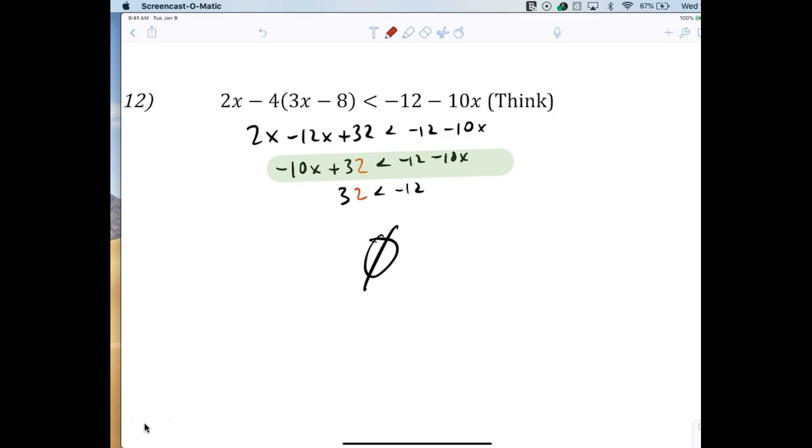If it's a true statement, it would be all real numbers. Everybody happy with that? What about you? You got it all? What? A little late to the game there, buddy. I'll look at it. All right.